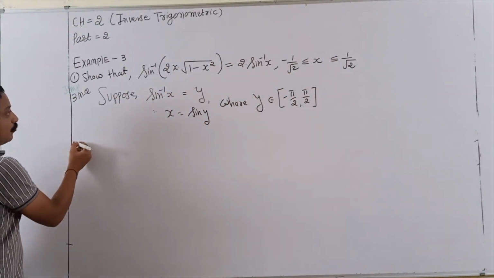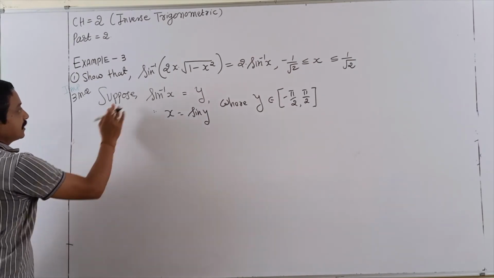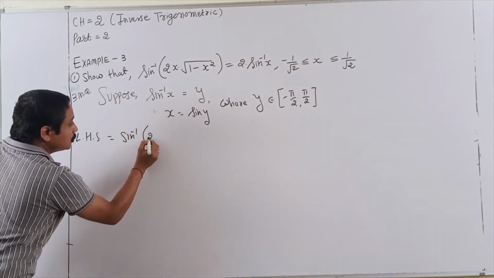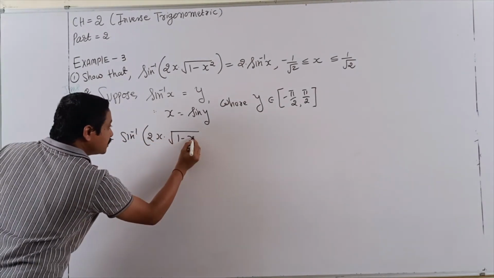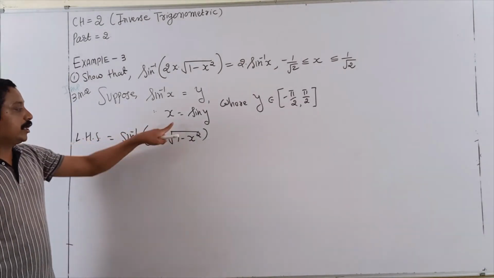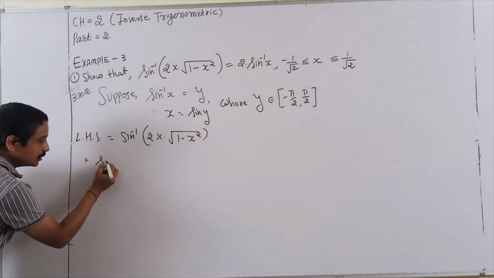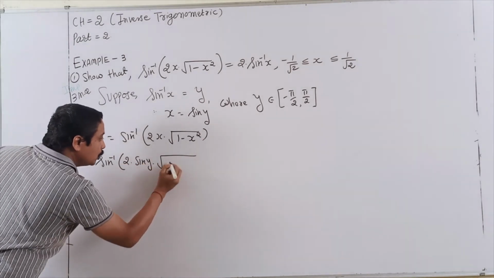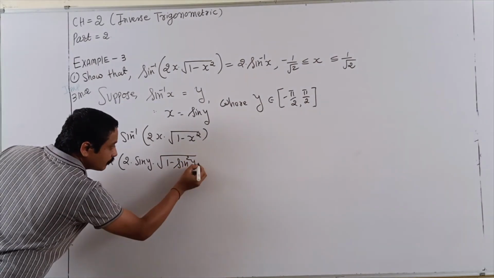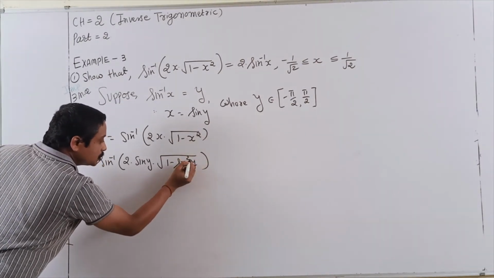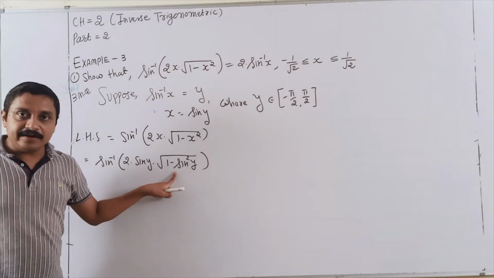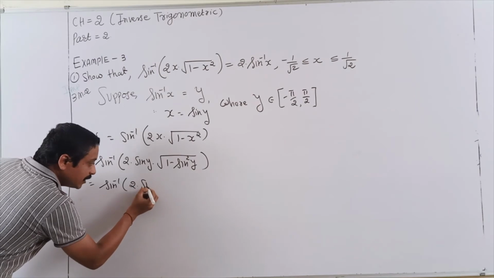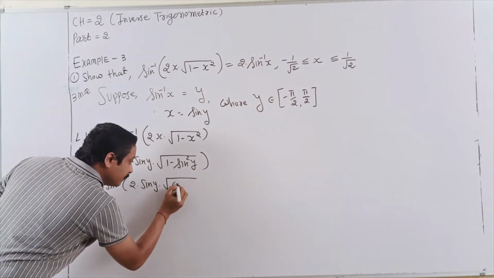So we know our LHS part. What is your LHS part? Sine inverse 2x into under root 1 minus x square. Putting the value of x inside, finally you get sine inverse 2 sine y under root 1 minus sine square y. Now students, you know what is 1 minus sine square y? Yes, it is cos square y, under root cos square y.